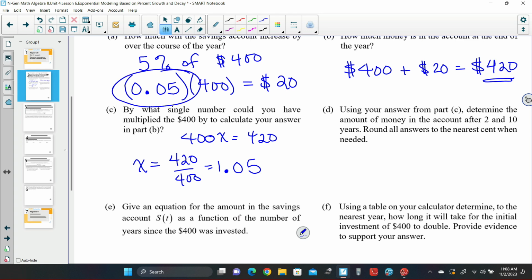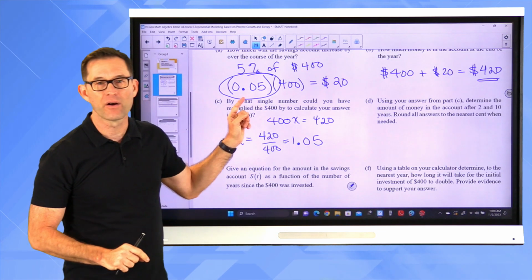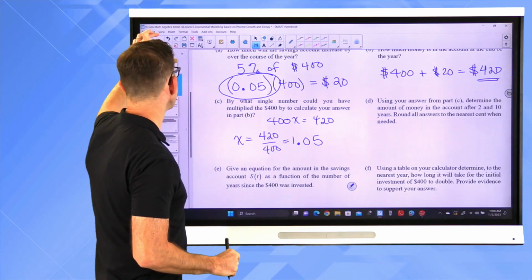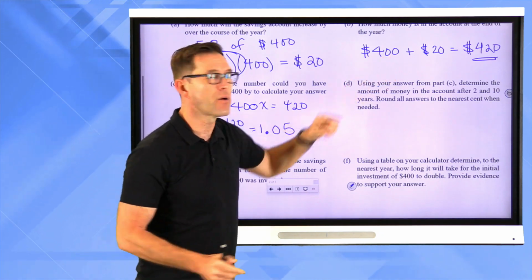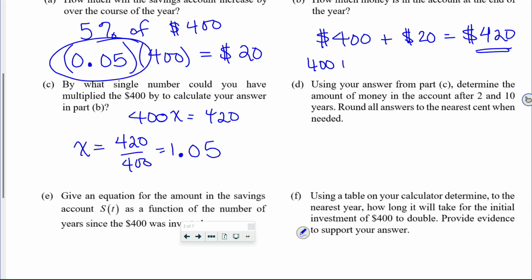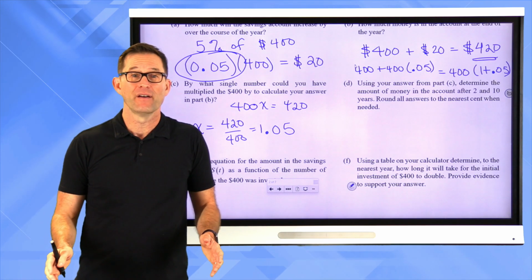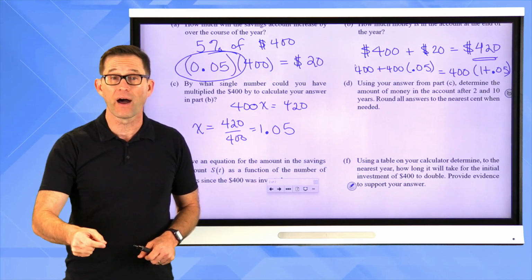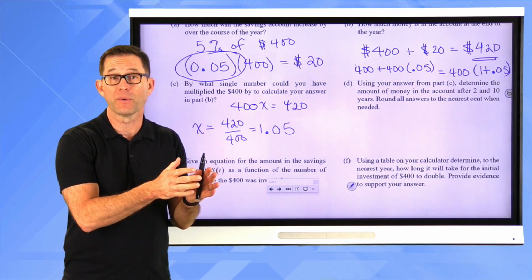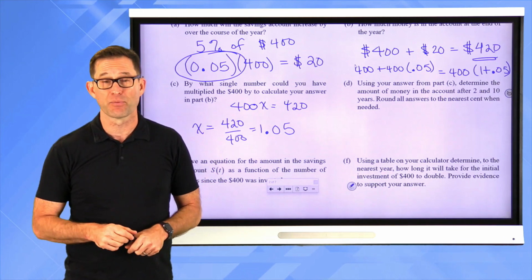And that is not a coincidence that I've got 0.05 up there and I've got 1.05 down there. Because in reality, what's really going on is that this calculation is 400 plus 400 times 0.05. So that's 400 times 1 plus 0.05. And that's 400 times 1.05. So to increase something by 5%, we're going to multiply by 1.05 so that we get the 100% that we started with plus an additional 5%.